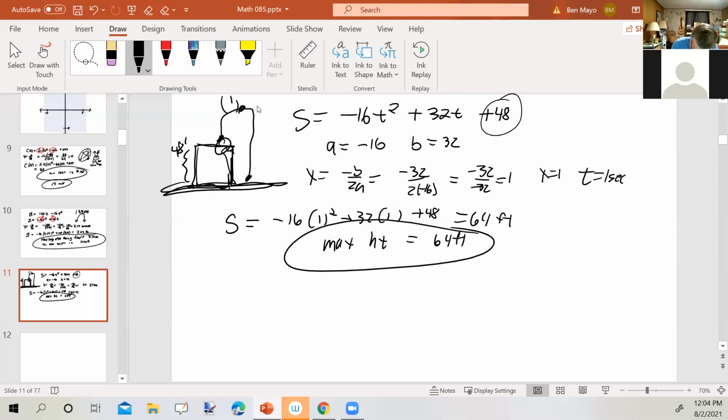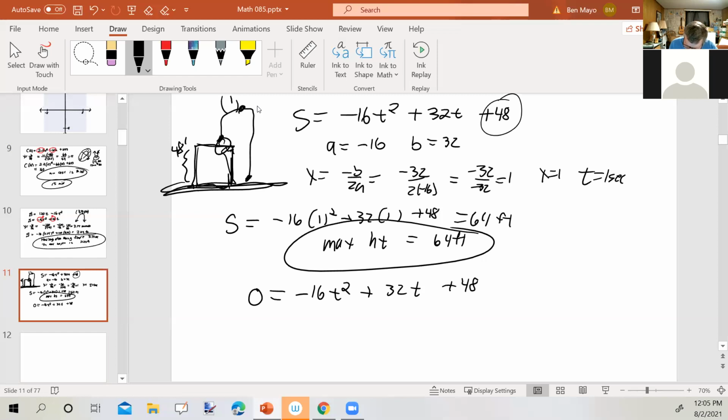So now we've got this thing: 0 equals negative 16t squared plus 32t plus 48. Oh, we've got a second degree or quadratic equation set equal to 0. So basically, we're going to use the quadratic formula to find the solutions for t, the times at which the ball was on the ground. Okay, well, let's see here.